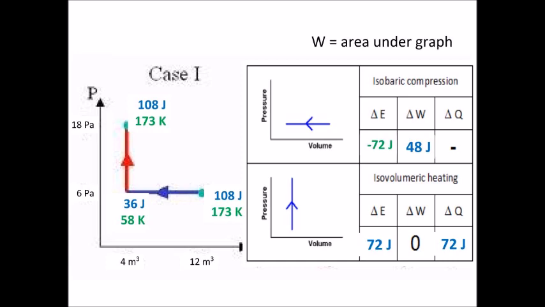We are compressing this gas. We are doing work on the gas. We know it's 48 joules because of the area under that line. 6 times 8, between 4 and 12, that's 8 meters cubed, times 6 pascals is 48 joules. So now if delta E is negative 72 and delta W is 48, that means delta Q has to be negative 120 because, first law of thermodynamics, delta W plus delta Q is equal to delta E, and there we have it.